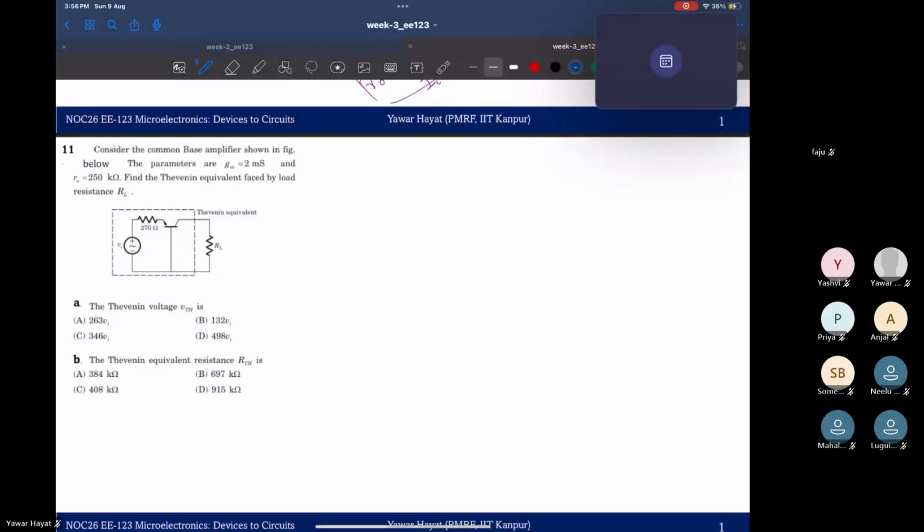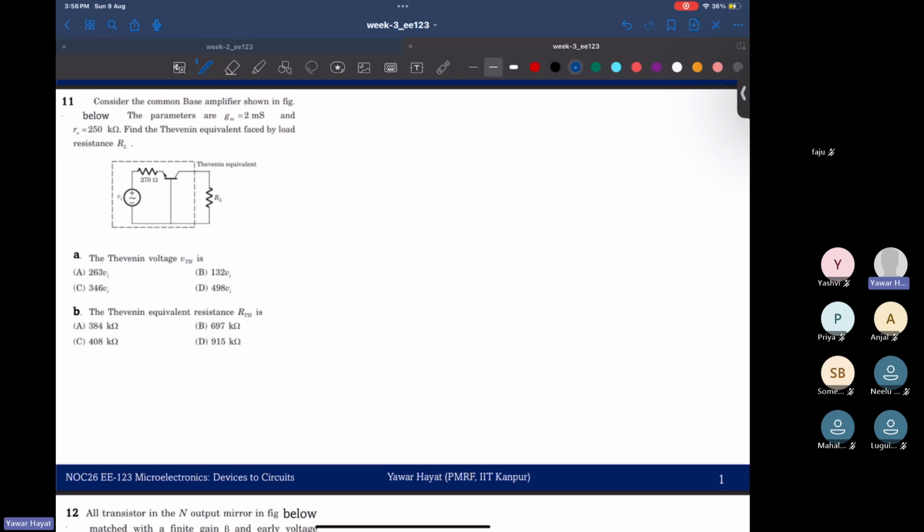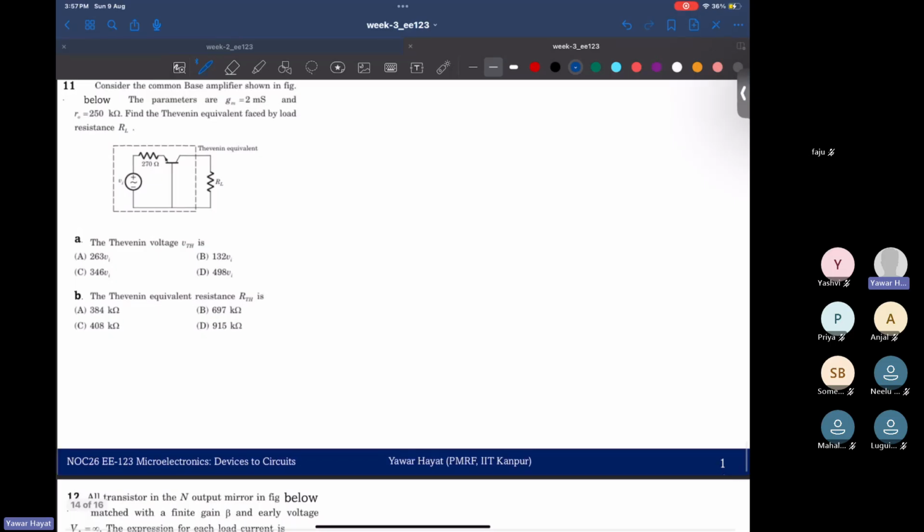Just a second, let me share the screen. Can you see the screen? Yes, sir. Okay. So how should we proceed on this one? How do we compute VTH and RTH on this? Yes, there are around 8 students in the meeting.